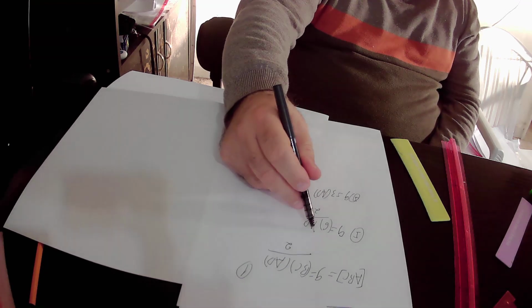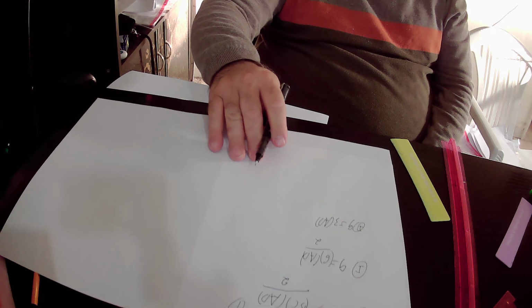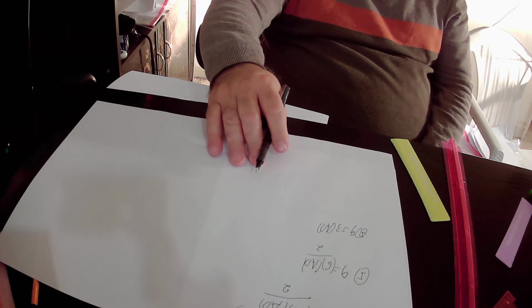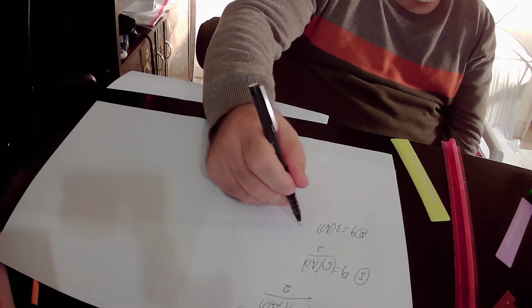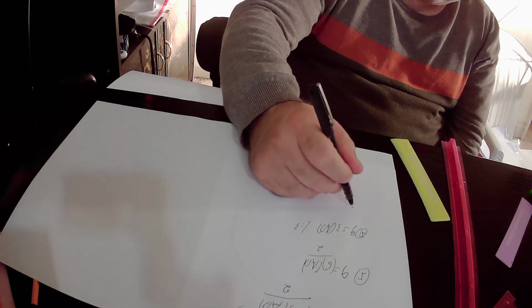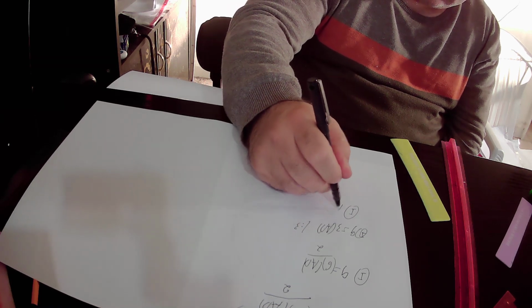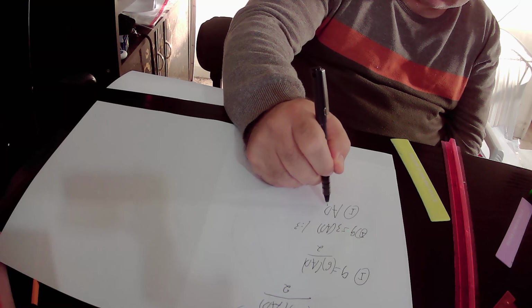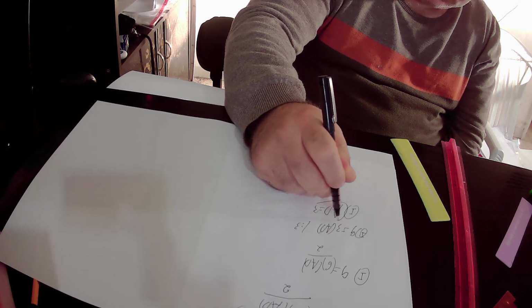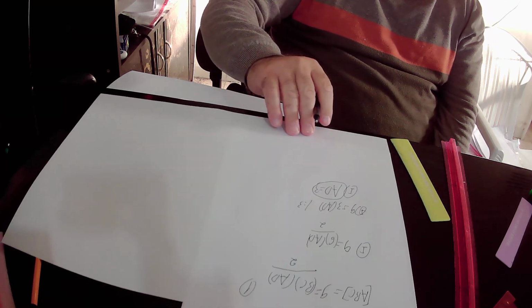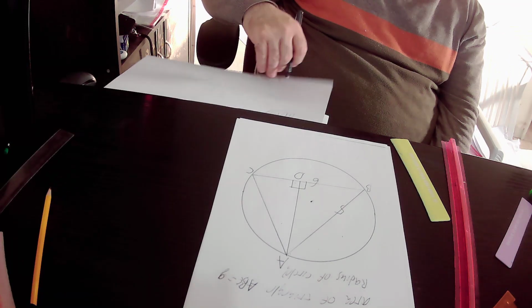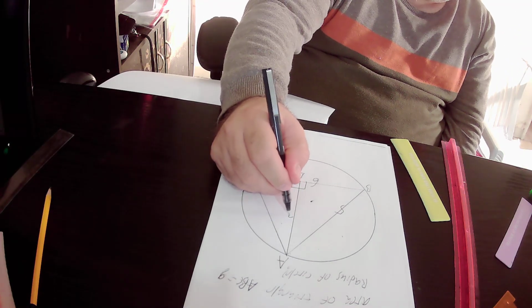Here we will divide equation number 1 by 3 and we will get that AD equals 3 units. So we found out that AD equals 3 units. You can write down here that AD equals 3 units.